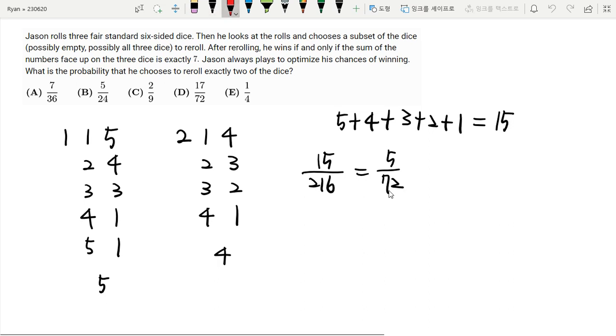And in this problem, we want to throw 2 of the dice. So that means he will throw 2 of the dice if the probability is greater than this one. If the probability is less than this 5 over 72, he will throw 3 dice instead of 2. So that's one requirement. Or he can throw just 1 die instead of 2 dice if throwing 1 die has a higher probability of making the sum of 7.